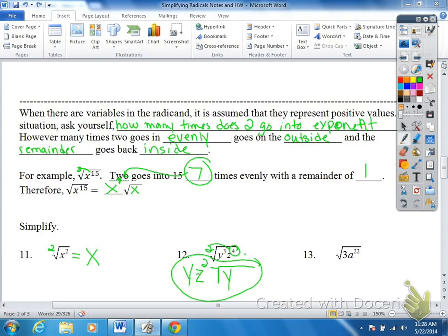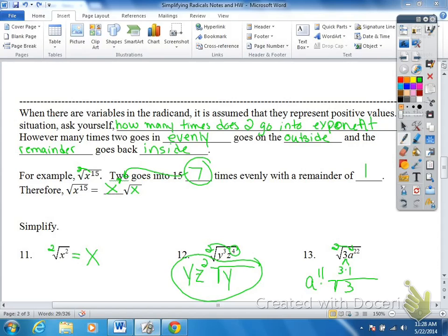And you do the exact same thing for number 13. So first of all, when there's a number included here, we'd have to make a factor tree for this, which just gives us 3 times 1, doesn't simplify any further. So that tells me that the 3 is going to have to stay inside the house. And then we ask ourselves, 2 goes into 22 11 times with no remainder, so it's x to the 11th times the square root of 3.